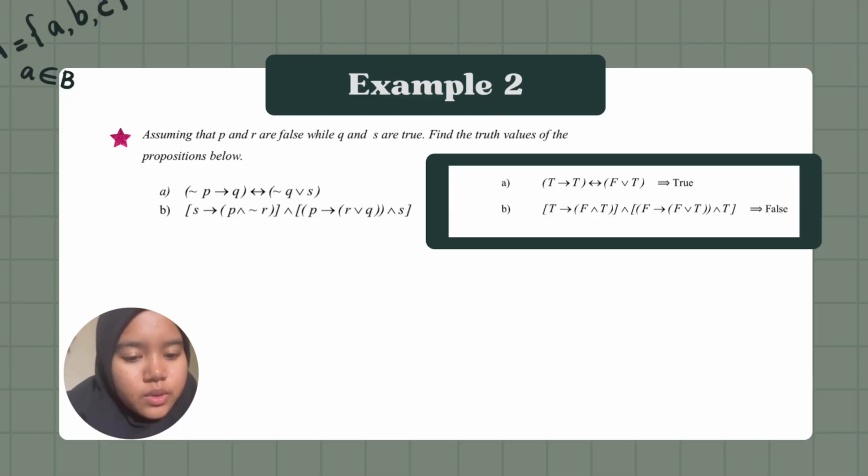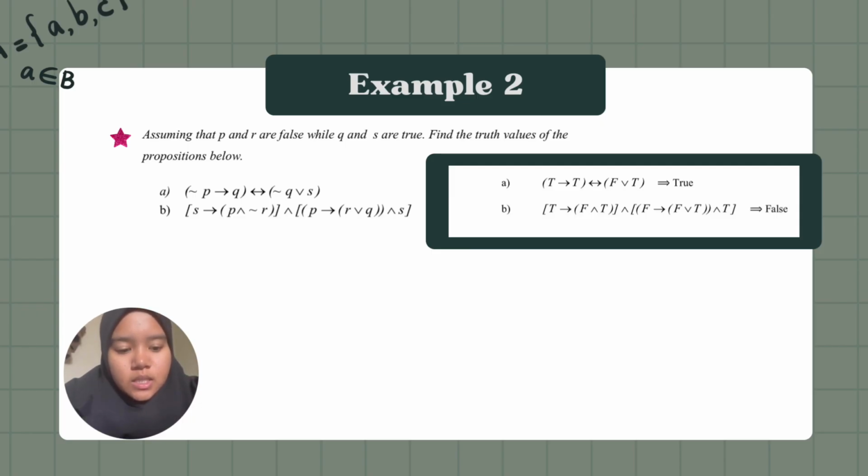Okay, example 2 asks us to assume that P and R are false while Q and S are true, and find the truth values of the propositions below. For A, since P is false, the negation of P is true. Since Q is true, the statement negation P implies Q is true. Next, since Q is true, the negation of Q is false. Because S is true, the statement negation Q or S is true. Since both sides of the biconditional are true, the whole statement is true. Therefore, the statement in A is true.